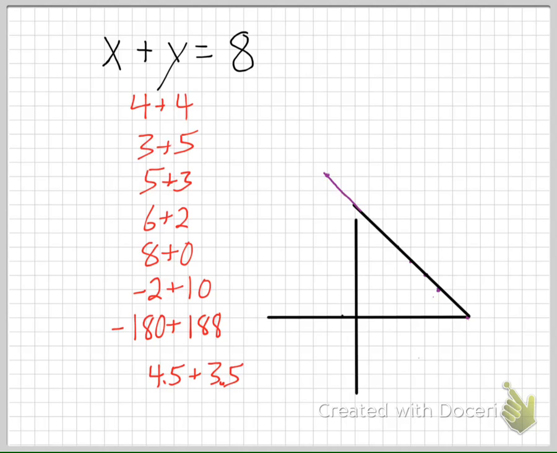4.5, 3.5. If I go to the right, 1, 2, 3, 4.5, and I go up 1, 2, 3.5. Again, the line's a little crooked. I can't do it as well with this as a ruler, but if this line were nice and straight, it would go straight through the middle of that square. So every single solution will be on that line. Okay.